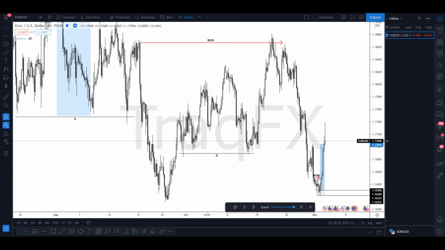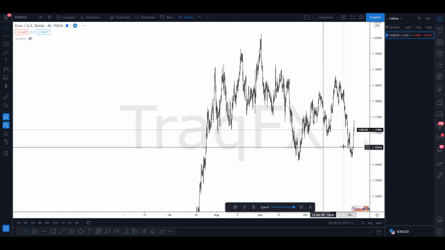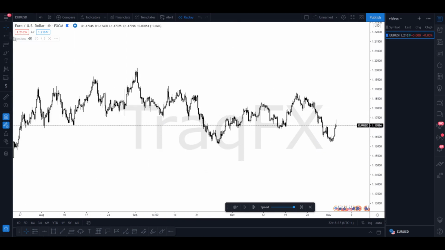So generally, let's just delete all this and let's stick to what's simple. The market generated a bunch of liquidity over here. We had all this liquidity, price had to break below and take out.